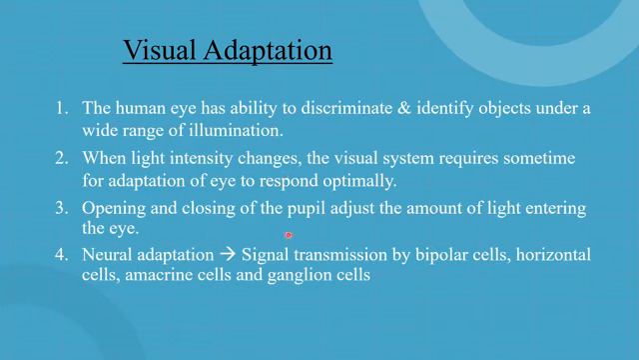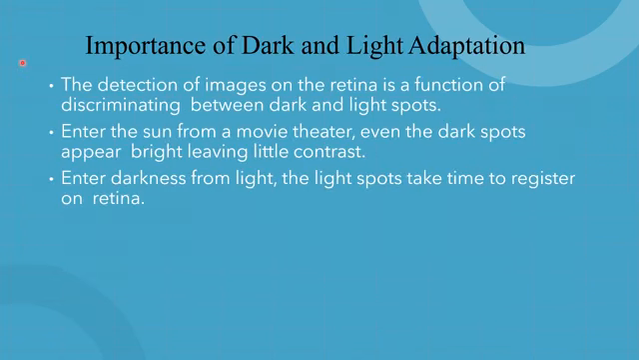Opening and closing of the pupil adjusts the amount of light entering the eye. So this is one mechanism of adaptation. Neural adaptation is also present, which helps in signal transmission by bipolar cells, horizontal, amacrine and ganglion cells. These adaptations help in detection of images on the retina, which is a function of discriminating between dark and light spots. For example, when leaving a movie theater into the sun, even the dark spots appear bright, leaving little contrast. And if we enter darkness from light, light spots take time to register on the retina.